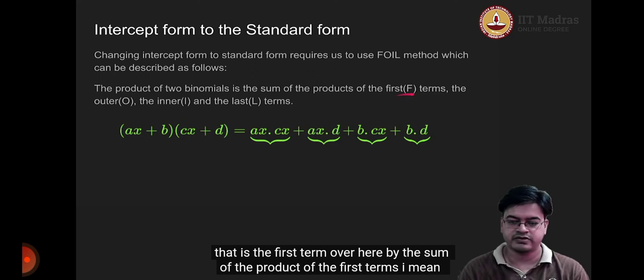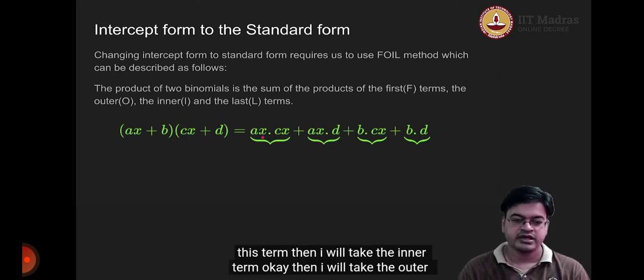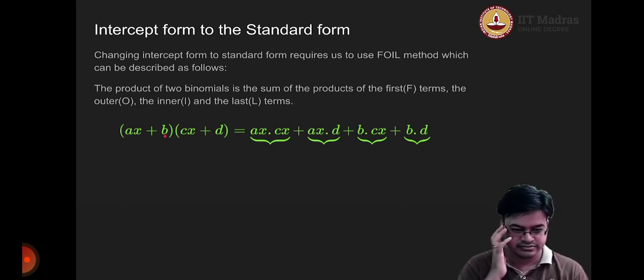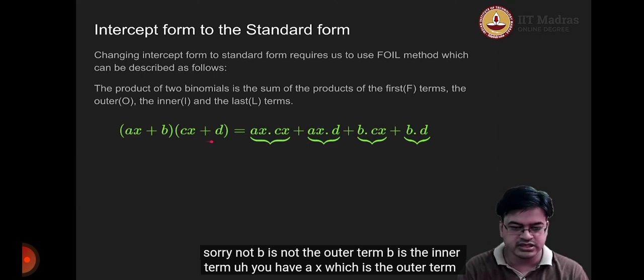By the sum of the product of the first terms, I mean this term. Then I will take the outer term. Sorry, not b, b is not the outer term. B is the inner term. You have ax, which is the outer term, and d, which is the outer term.